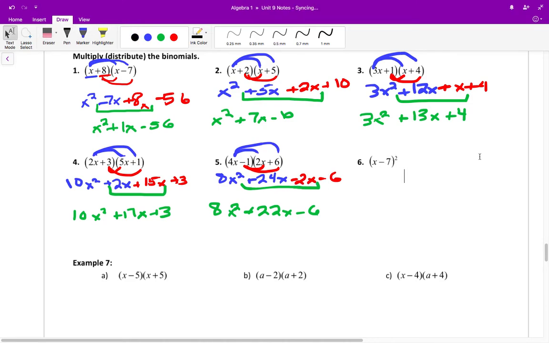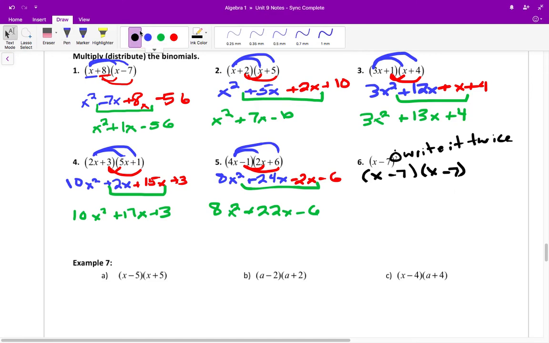Okay, what you have to do instead, what this 2 says, that is your exponent, remember that tells you that you need to write it twice. In other words, we're going to have to write the entire set of parentheses twice. And so if you need to make a note to yourself, write it twice. Okay, so what that means is that you just copy down x minus 7 and copy it down one more time. X minus 7 multiplied by x minus 7.